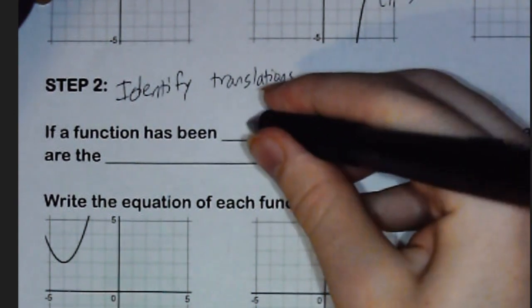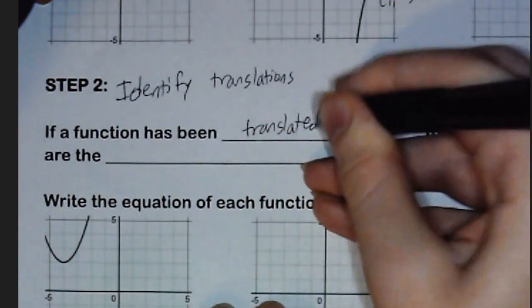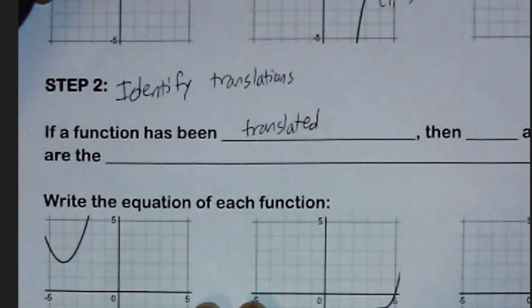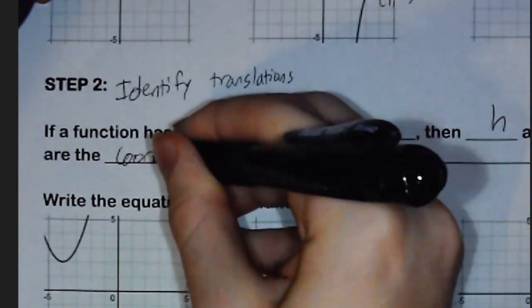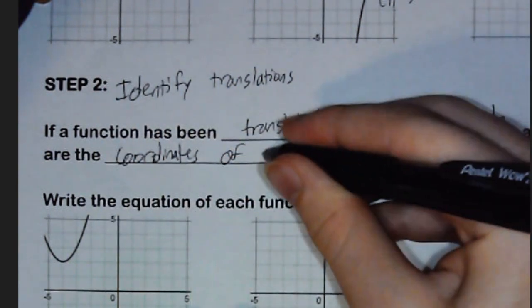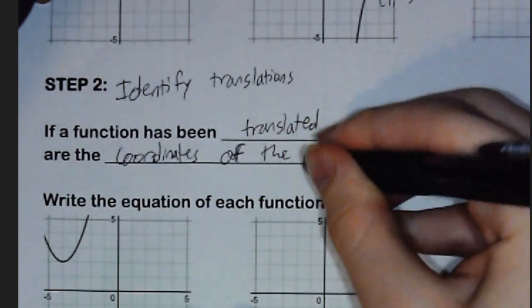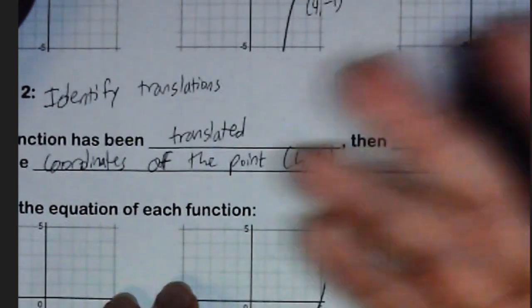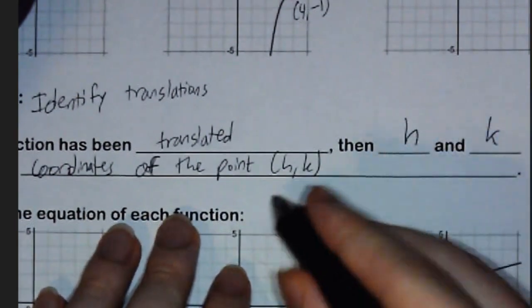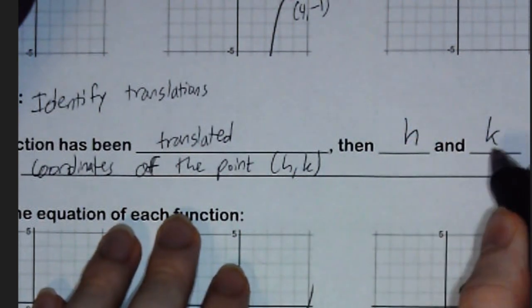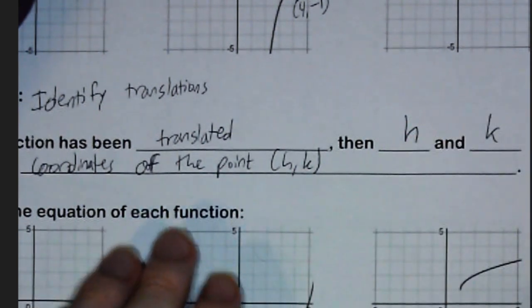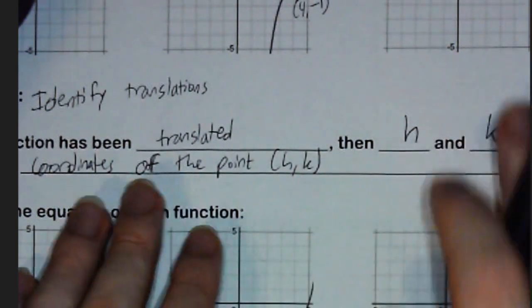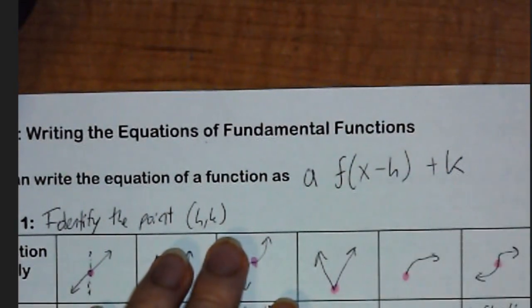Okay, so we're identifying where the function has been shifted up or down. So if the function has been translated, then h and k are the coordinates of the point h comma k. Now you might at first think, oh, that's a little redundant, right? Like, of course the coordinates of the point h comma k are h and k. But that's not what this is referring to. This h and k are the h and k that we put at the very top. This h and this k.